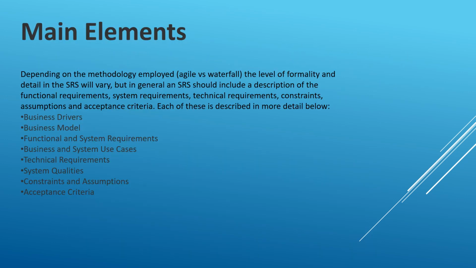Main elements. Depending on the methodology employed, the level of formality and detail in the SRS will vary, but in general, an SRS should include a description of the functional requirements, system requirements, technical requirements, constraints, assumptions, and acceptance criteria. Each of these is described in more detail in the next slides.